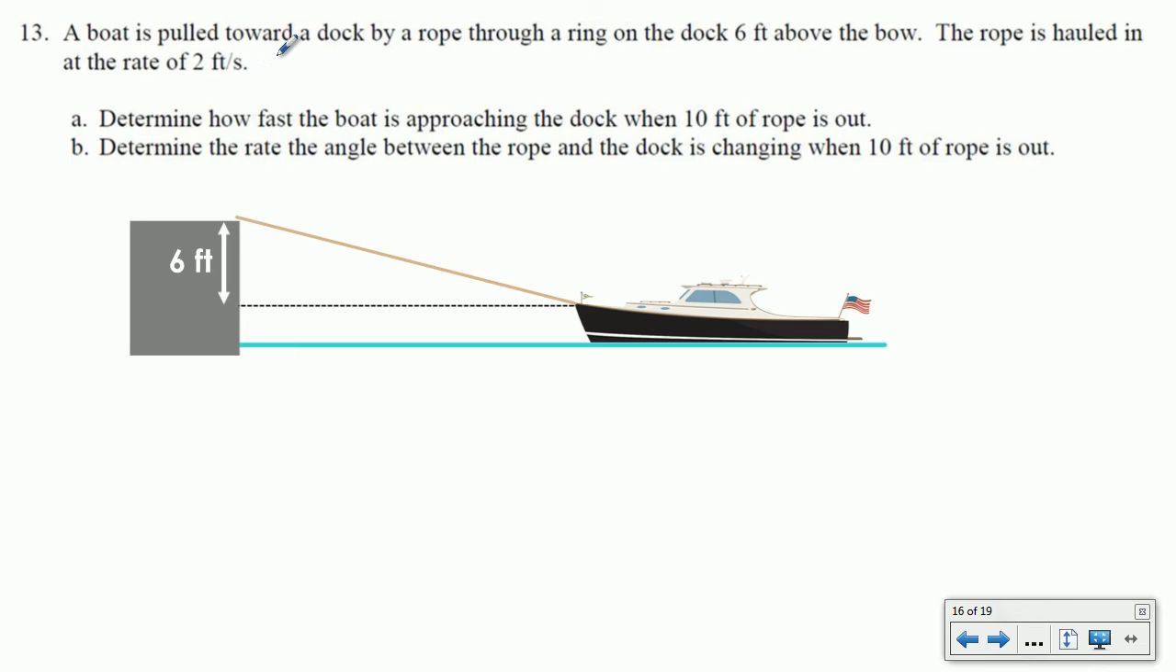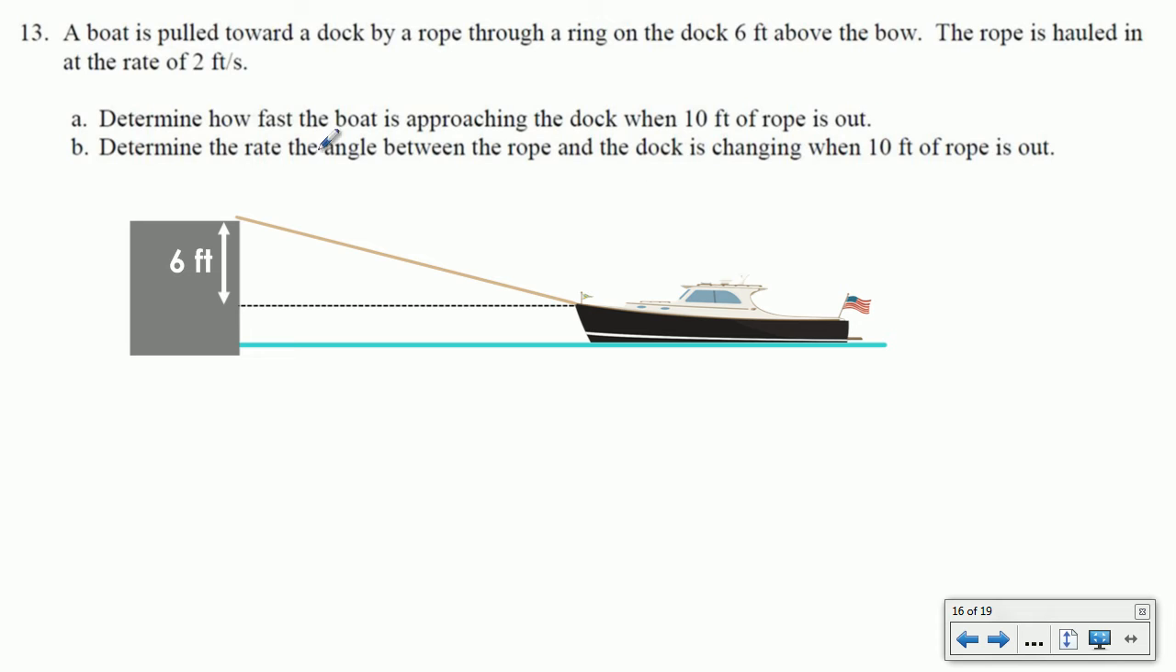A boat is pulled toward a dock by a rope through a ring on the dock 6 feet above the bow. The rope is hauled in at a rate of 2 feet per second. So the first thing we need to figure out is determine how fast the boat is approaching the dock when 10 feet of rope is out.